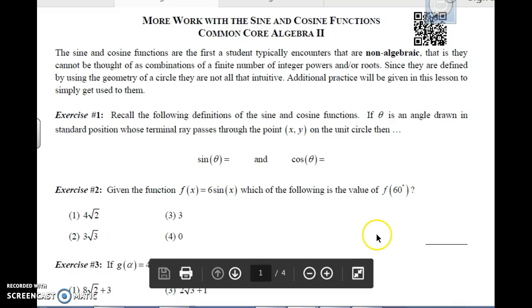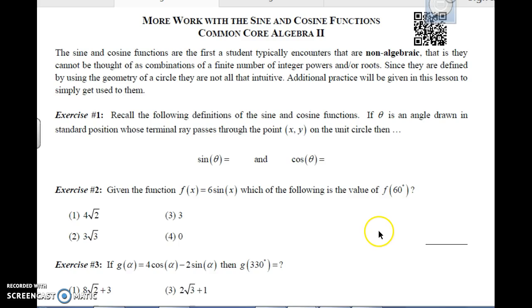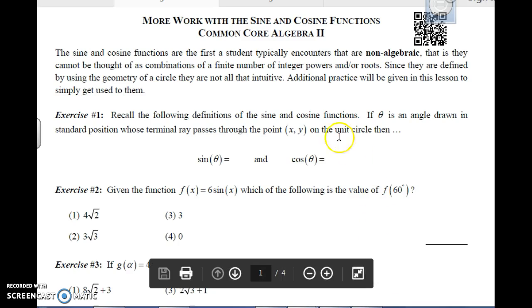This is Algebra 2, Unit 11, Lesson 5, more work with sine and cosine functions. Now, sine and cosine aren't as intuitive as the algebra that we've done before because it's working on circular functions. So we want to get some more familiarity with the sine and cosine function working from there.